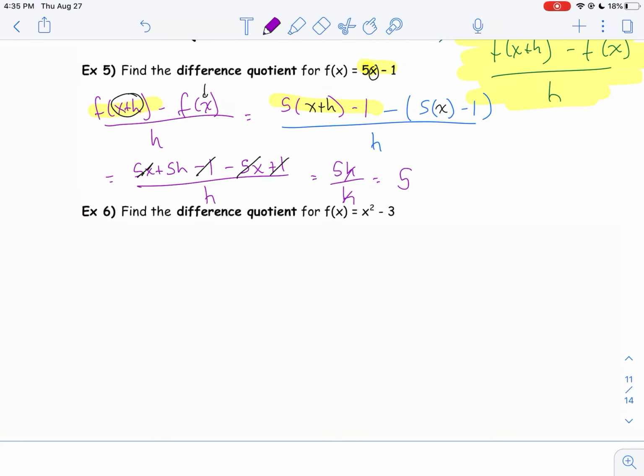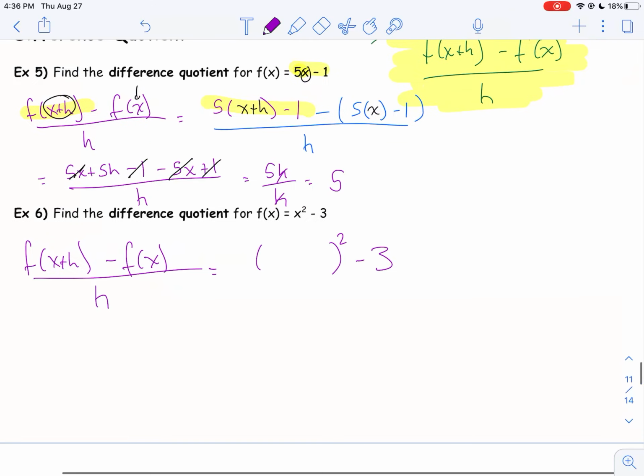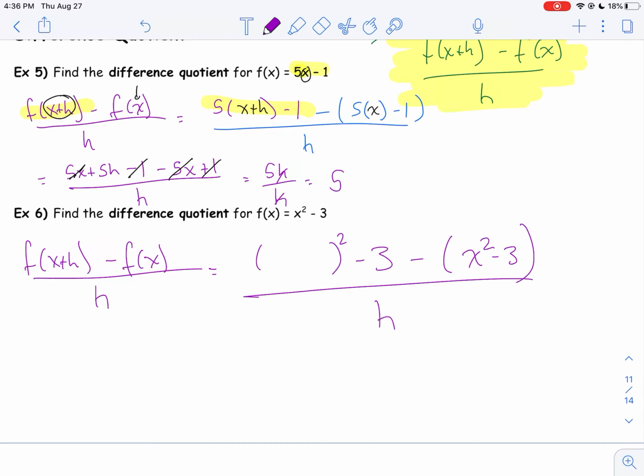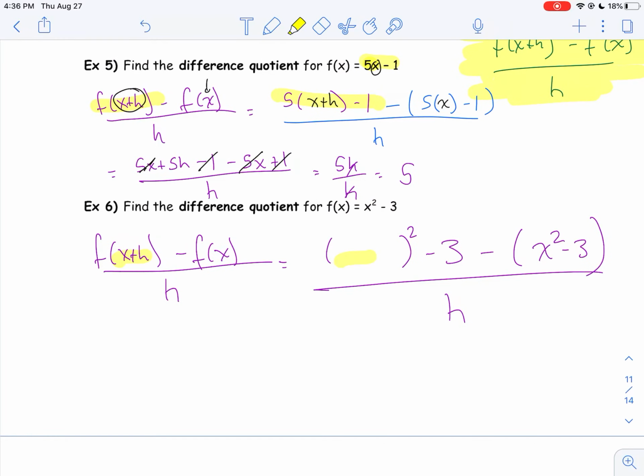All right, difference quotient. For a new function, this is a new f of x. Still the same thing. Still going to take f of x plus h minus f of x divided by h. I would encourage you to pause the video and try this yourself. This time f of x is x squared minus 3. I then need to subtract f of x, which is just x squared minus 3. All divided by h. What goes in here? X plus h. You see how that works?